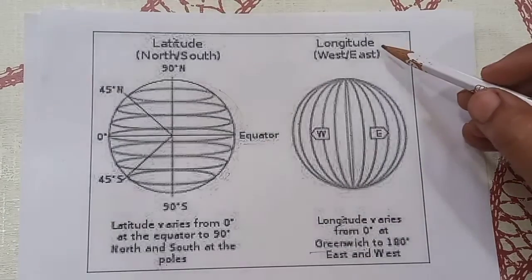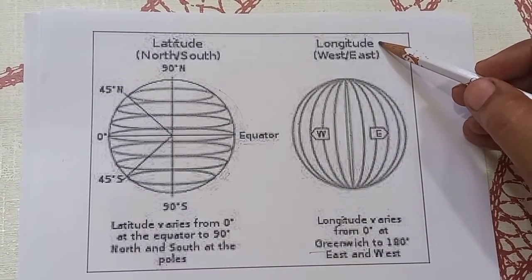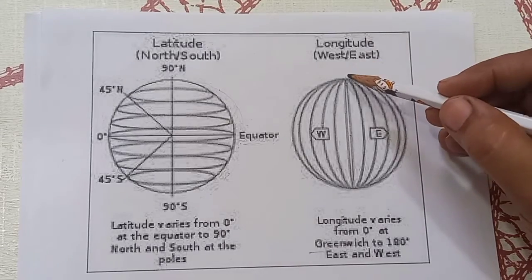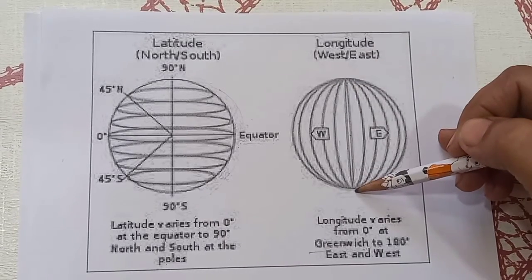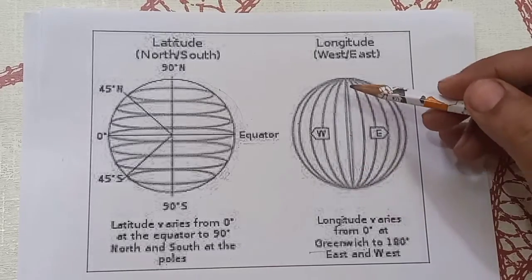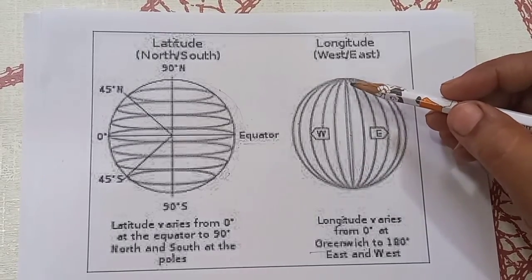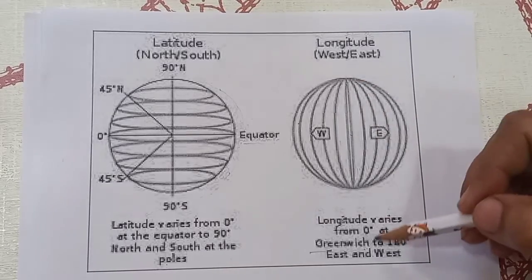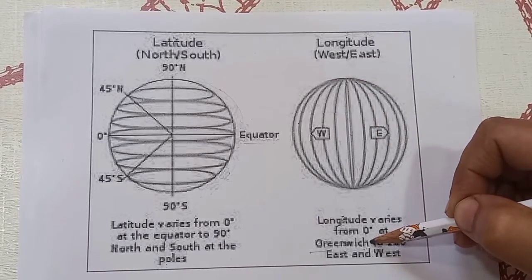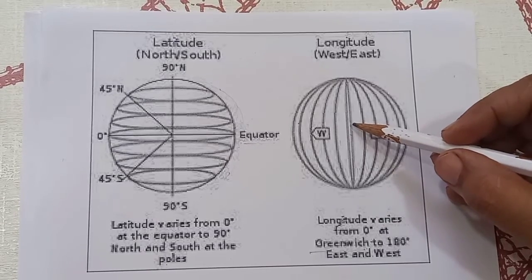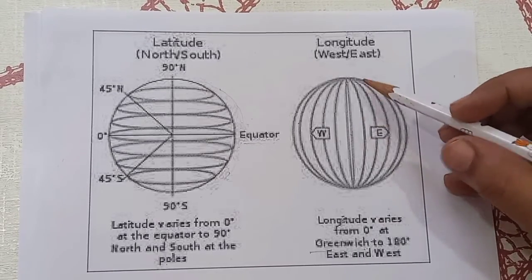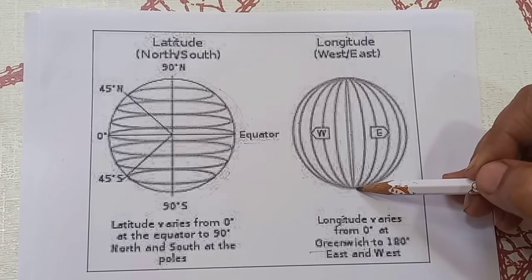Now, what are longitudes? Longitudes are also imaginary lines. They run from north to south. Now here there is a longitude at 0 degrees. It is called Greenwich meridian or prime meridian. There are two names for the longitude at 0 degrees: Greenwich meridian or prime meridian. Now, how are longitudes denoted? How are these imaginary lines running from north to south denoted?